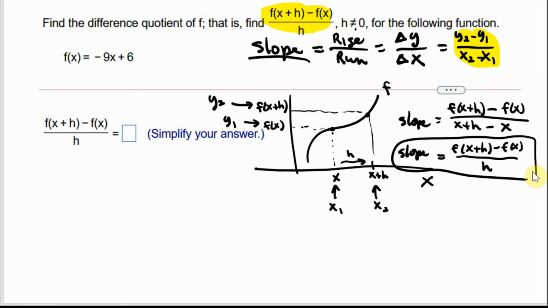But if we make h small, keep making it small, when we make h small, these values on this graph tend to get closer and closer back to this x value. And what happens is you look at the slope as it changes.